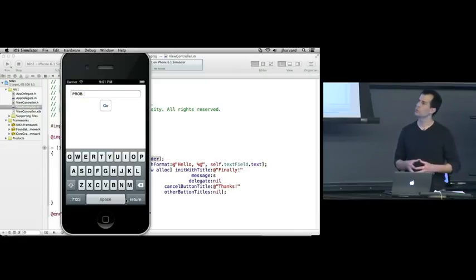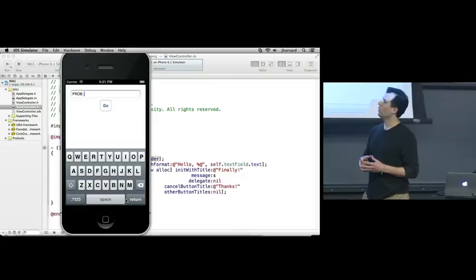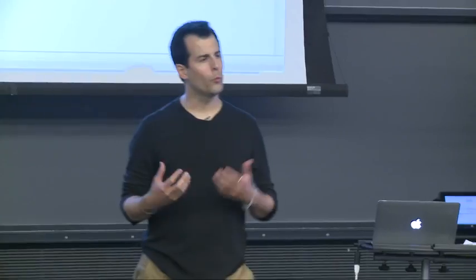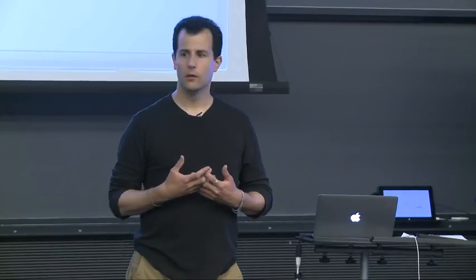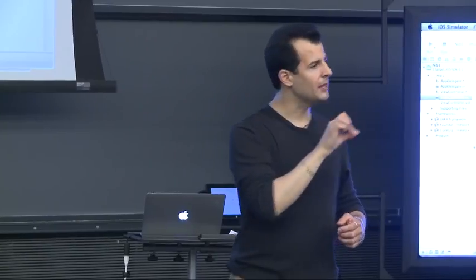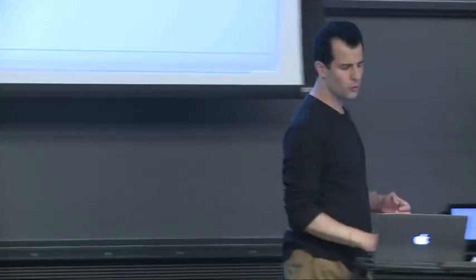Well, who might know if and when return is entered? What do I want to wire to what, do you think? Yeah, so previously we wired the go button to the go method, but we didn't wire the keyboard, or the text field rather, to that same method. But the text field should surely know when one of its buttons is pressed. So let's see if we can find that.